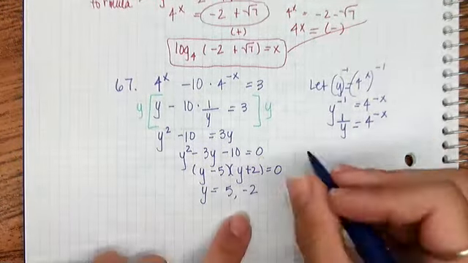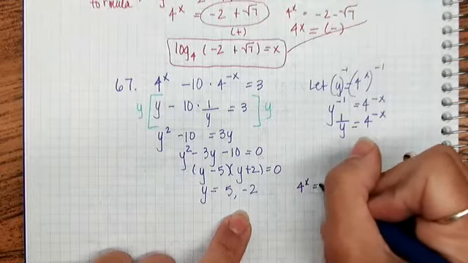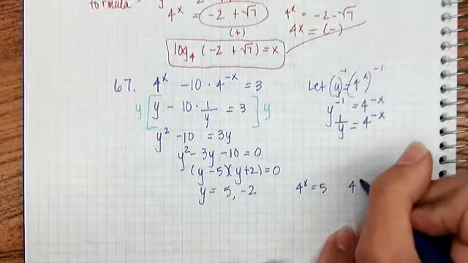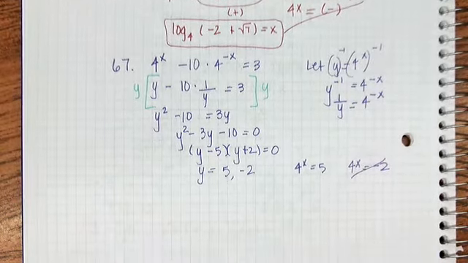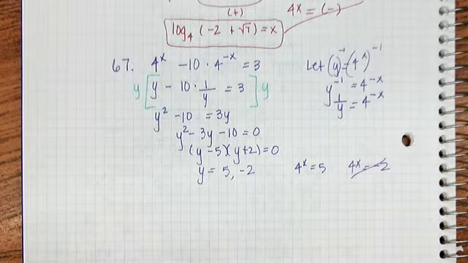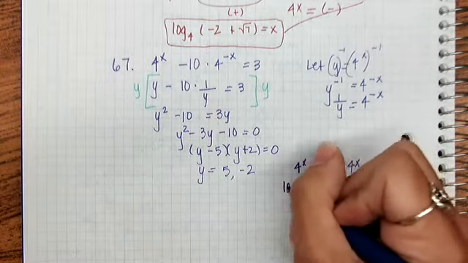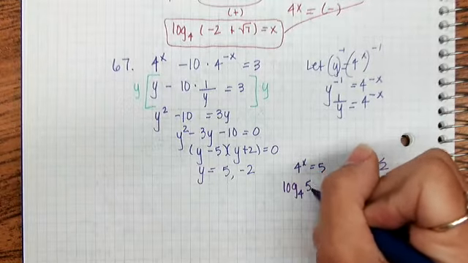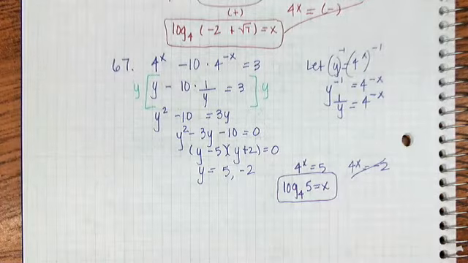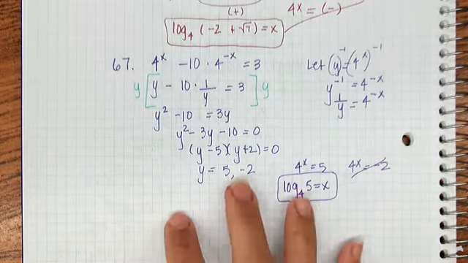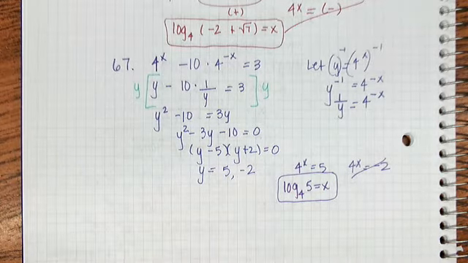But y is 4 to the x. So 4 to the x equals 5. That's doable. 4 to the x equals -2. That is not doable. I wish I could tell you there's a pattern. When the problem looks like this, there's one solution. When the problem looks like this, there's no solution. But there's really no set pattern. So this becomes the log base 4 of 5 equals x. If a problem like this is on the midterm, I will ask you to leave your answers in exact form.